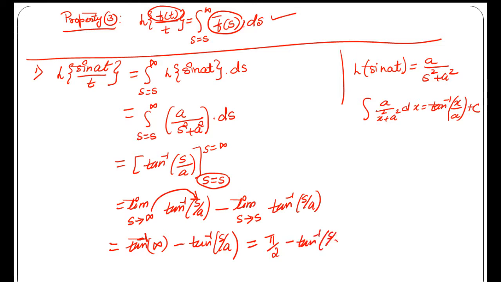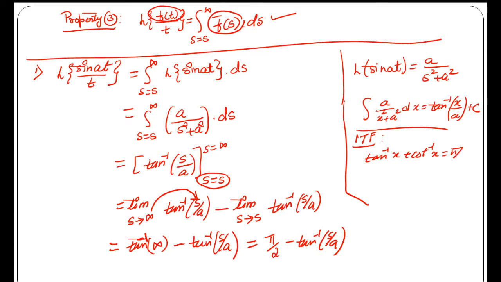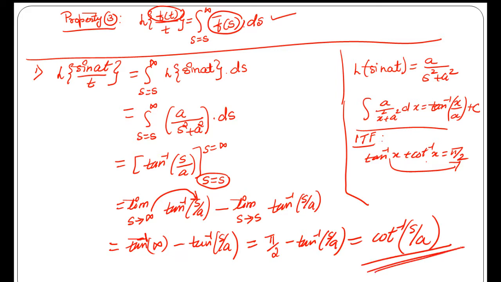And also, by the inverse trigonometric function, we have tan inverse x plus cot inverse x equal to 90 degrees or pi by 2. So here pi by 2 minus tan inverse x is equal to cot inverse x, where x is s by a. So this is our final answer, that is cot inverse of s by a.